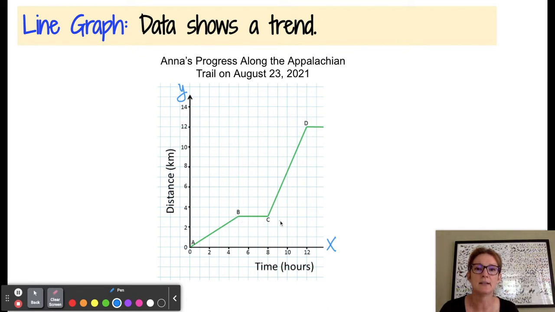And the next data point here is at 8 hours, she's still only traveled 3 kilometers. So it looks like she was standing still here. But there's data between these 2 points, right? It's continuous, it shows a trend.